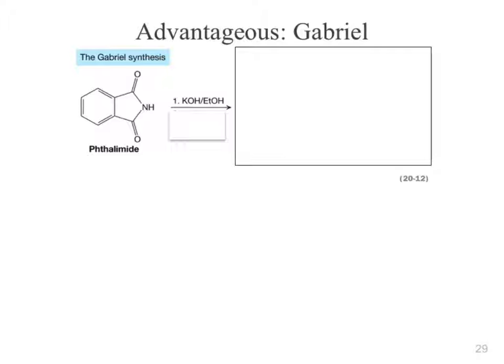What is KOH going to do? It is phthalimide. Silent pH. What does the KOH do? That is solely there to remove the hydrogen from the nitrogen. What would that then produce?